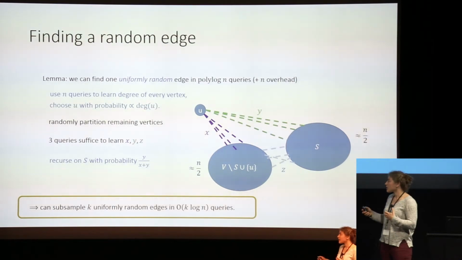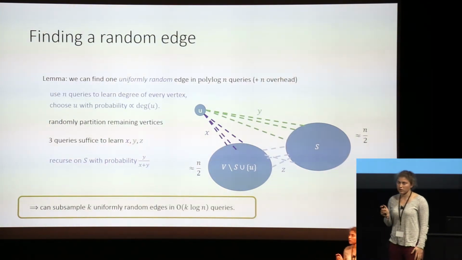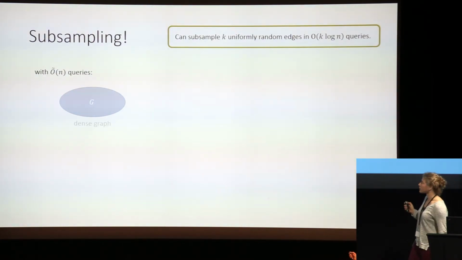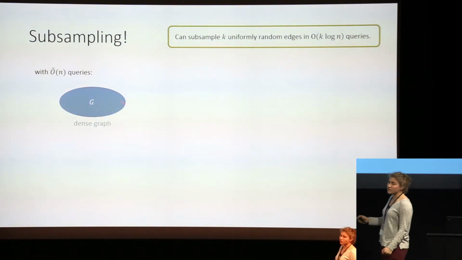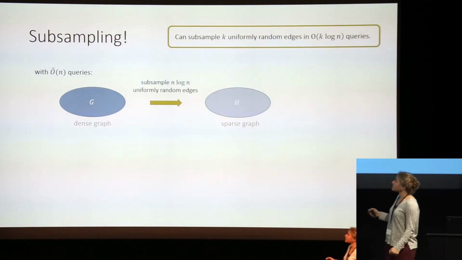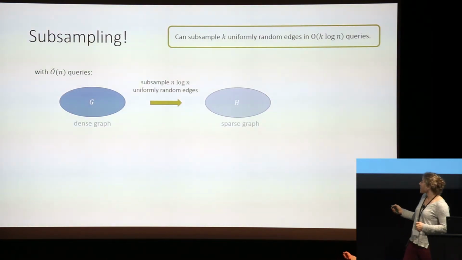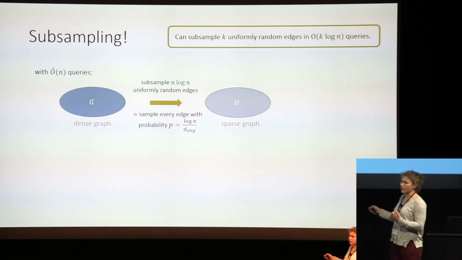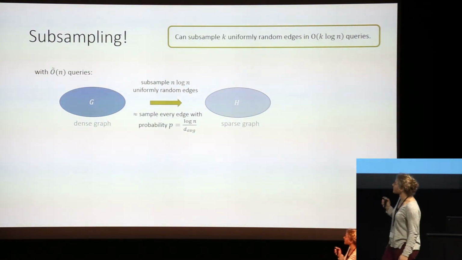And now what we could do is we could take our initial graph and subsample k uniformly random edges using only k log n queries. So this opens the door to subsampling. With only a linear number of queries, or tilde order n queries, I can take some dense graph and subsample n log n uniformly random edges, and I end up with a sparse graph H. You should think of this as something like independently sampling every edge with probability log n over the average degree.